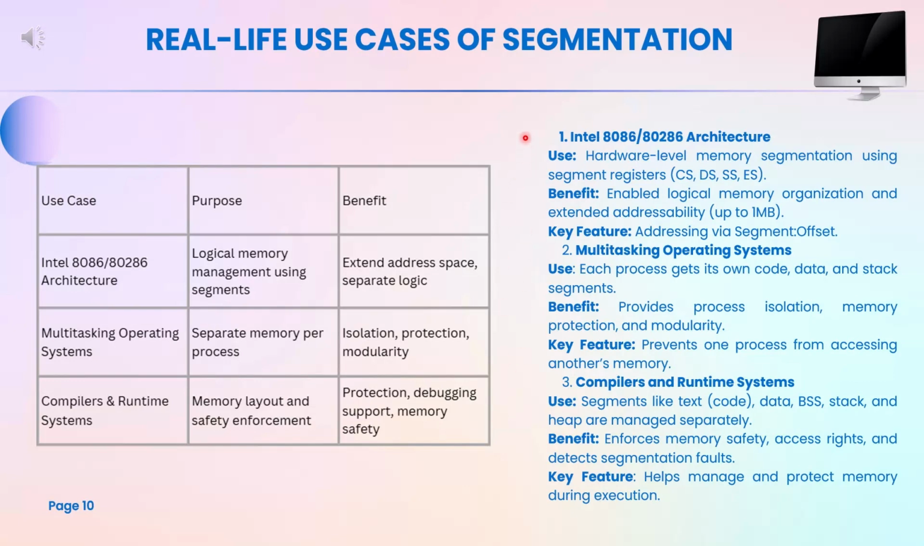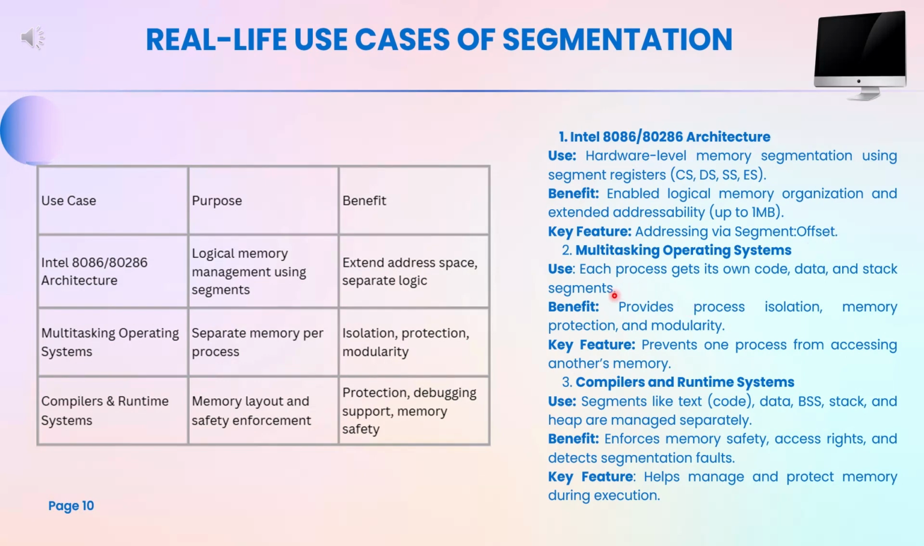First is the Intel 8086 or 80286 architecture. It used segment registers like CS, DS, SS, and ES. Memory is addressed using segment and offset, allowing access up to 1 MB. Its key benefit is extended addressability and structured memory layout.